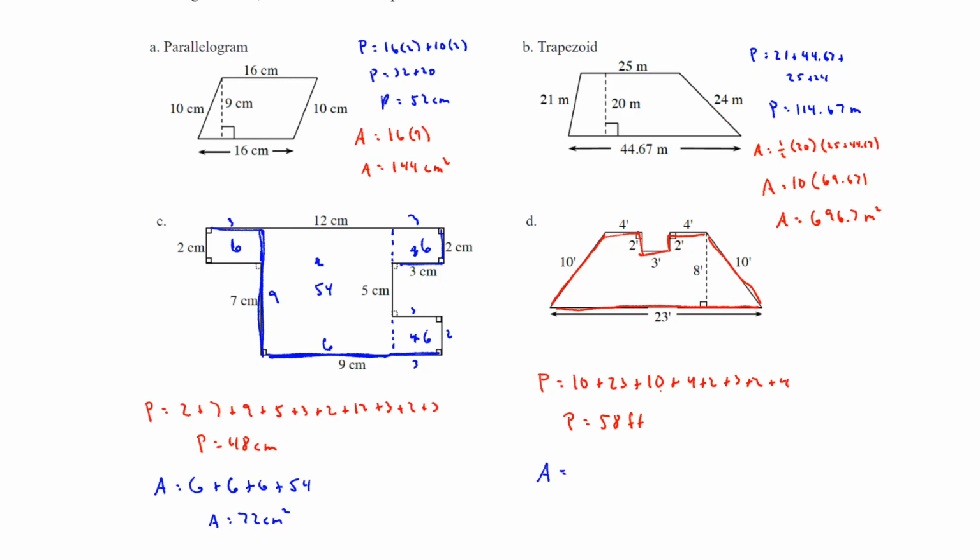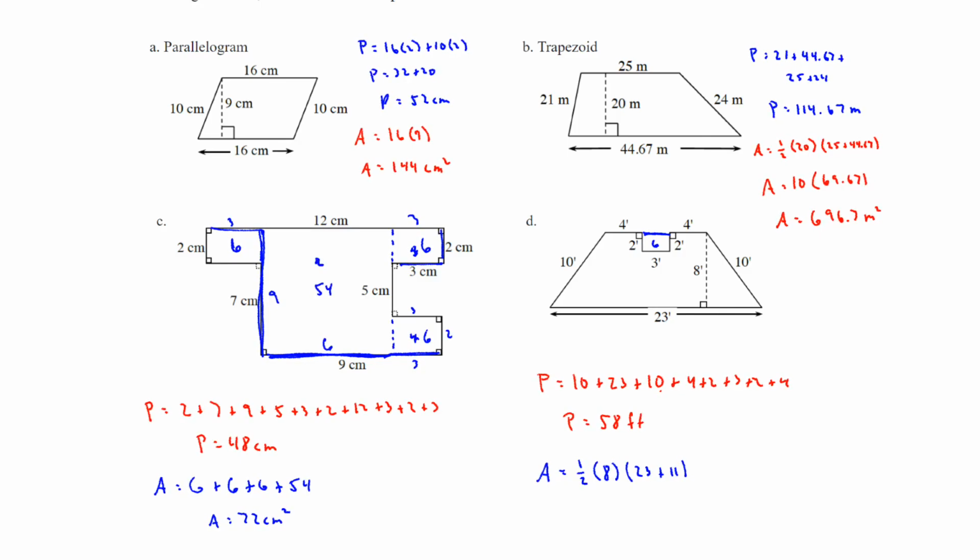Now for the area, let's get rid of all those lines. How can we break this one up? We're missing a little notch out of an isosceles trapezoid. So what if we find the entire trapezoid as if that was filled in, and then we'll just subtract the area of that, which is 6. So let's find the area of the trapezoid and then subtract 6 from it.